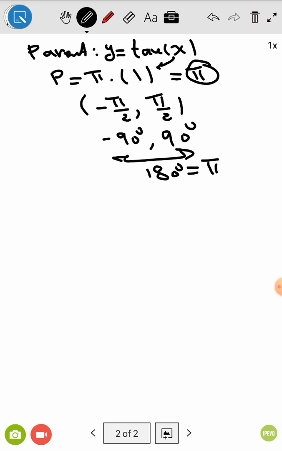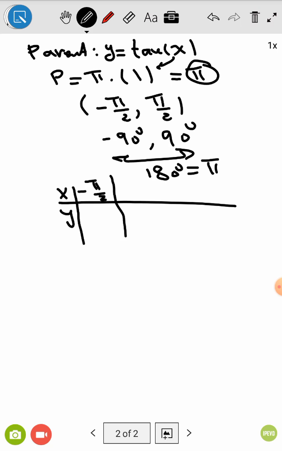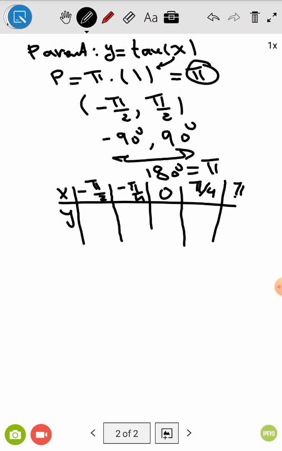Now let's take the parent table. Please memorize all the parent tables we mentioned in different videos. So minus pi over 2, minus pi over 4, 0, pi over 4, pi over 2. This is what you have to take.